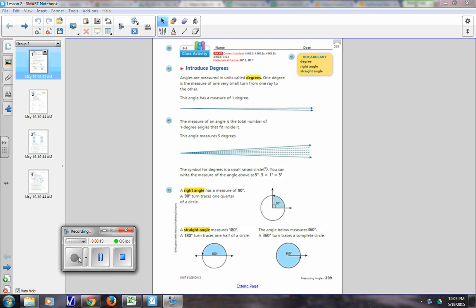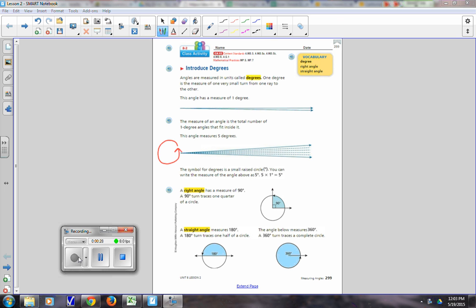And what I want to remind you is that the size of an angle is the amount of rotation or turn from one side to the other side. So like in this angle, it's from here to there. That's the rotation. In this angle, it would be from here to there. That would be the rotation. The size of an angle is measured in units called degrees.